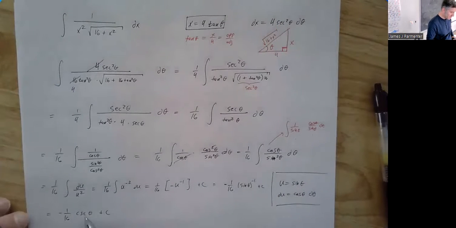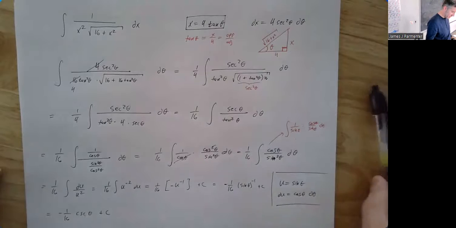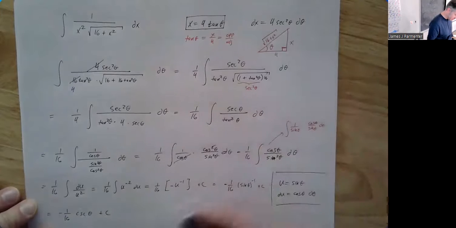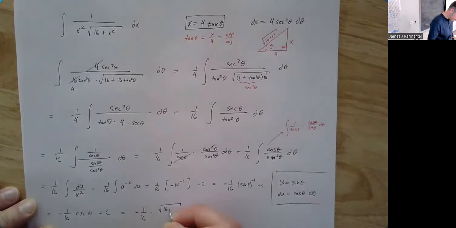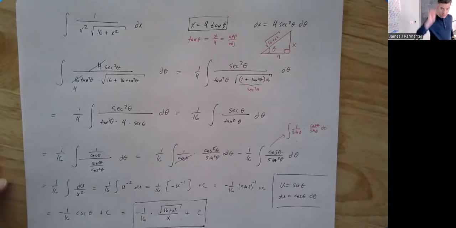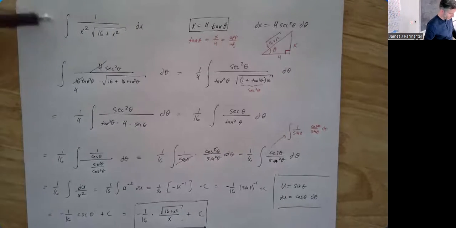So then if I want to find cosecant of theta, it's going to be the reciprocal of sine. Sine would be opposite over hypotenuse, so cosecant is hypotenuse over opposite. So I'm going to get -1/16 times the square root of 16 plus x squared over x plus c. That part always feels kind of the funkiest to me. You're like, oh, I've gotten to theta, but then I have to go back to x. So whenever you're doing this, if it's indefinite, you need x's at the end. You always want to draw this triangle.